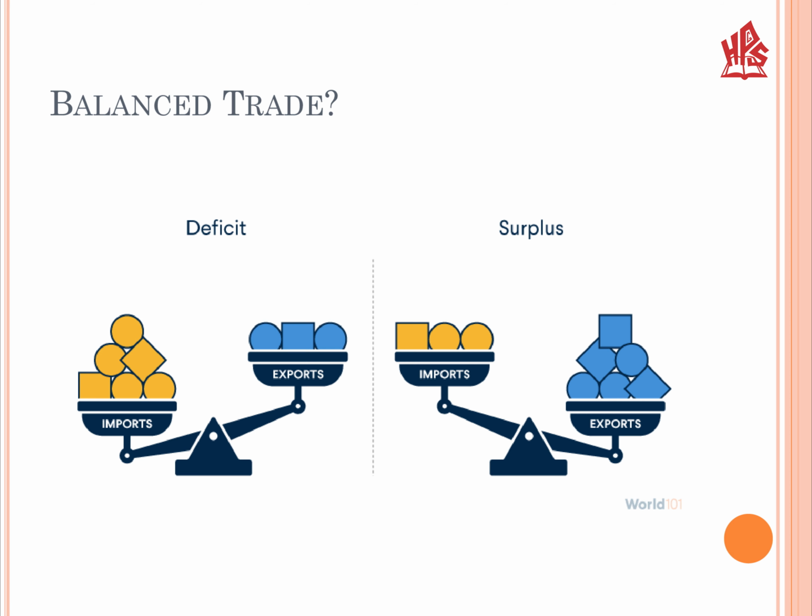When you have more imports, as you can see in the picture, the imports have more weight as compared to exports. That's why you are getting less income and spending more. That's why you have to face loss. The country has to face loss actually. When it comes to a surplus, their imports are less as compared to the exports. They are receiving more income. That's why they are rich.